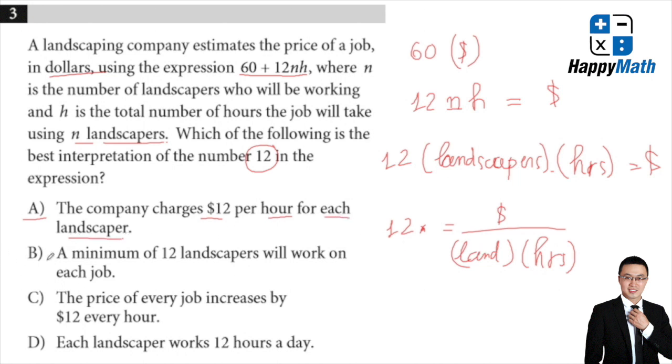Yes, maybe. Okay, look at B. B says 12 landscapers working on each job. No, it's not each job here because it is dollars divided by landscaper and hour. So the unit of 12 cannot be landscaper. B is canceled. C, 12 per hour, is not enough because we forgot for each landscaper. So C is canceled, and in the same way for D. So the right answer is A: dollars per hour for each landscaper, just like this.